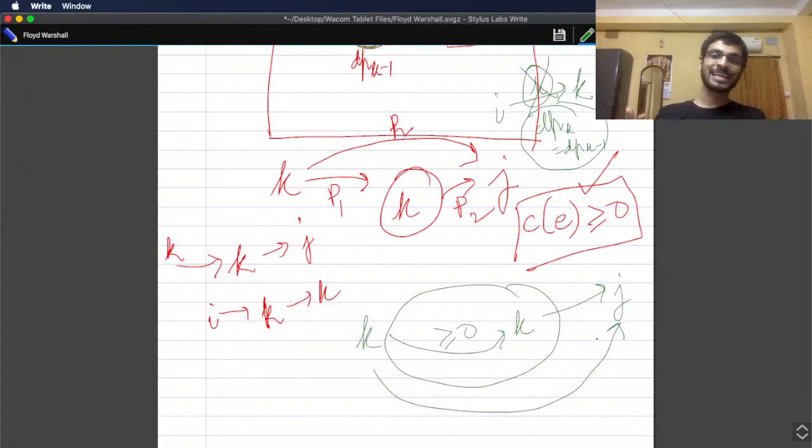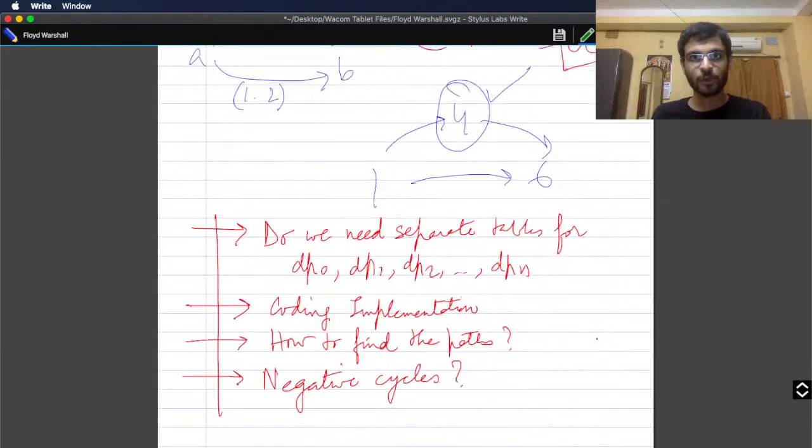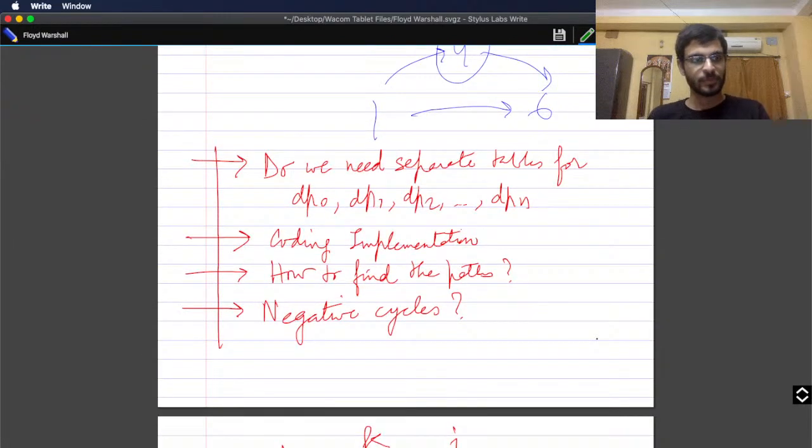So the only thing is that a negative cycle should not be there, where from k we are going to k itself and the cost keeps becoming more negative. If there is a negative cycle, we will deal with it in a different way. That is point 4. So is it clear why we are not using separate tables?